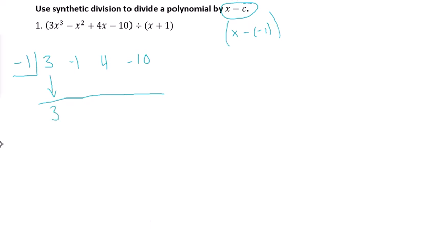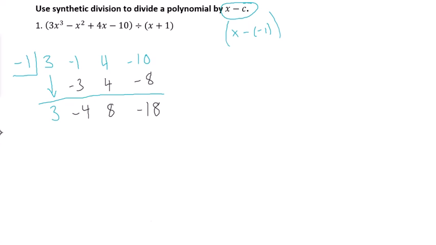Then everything after that is multiply and combine. Negative 1 times 3, negative 3. Combine those two together, negative 4. Multiply negative 1 and negative 4, you get 4. Combine those together, you get 8. Negative 1 times 8, negative 8. Combine those together, you get negative 18. So that is what our remainder is.